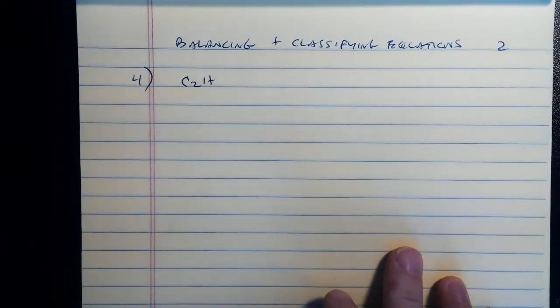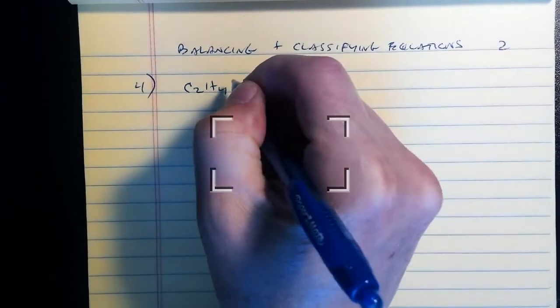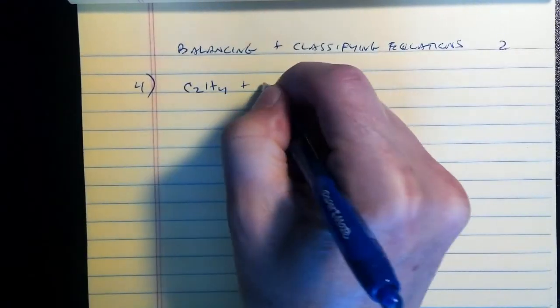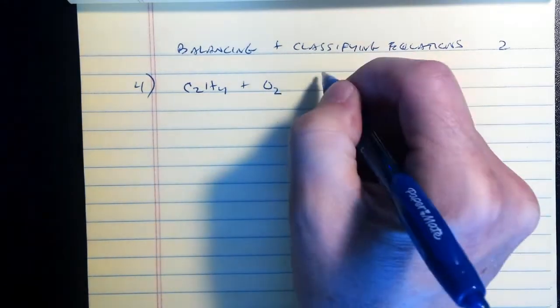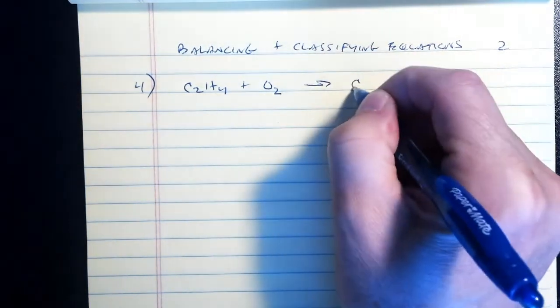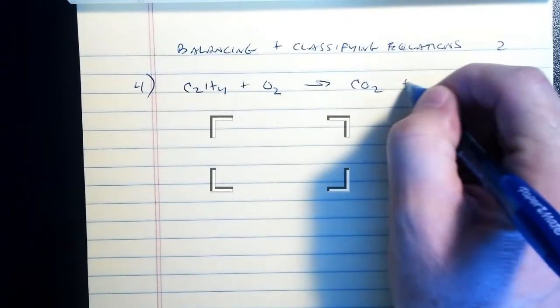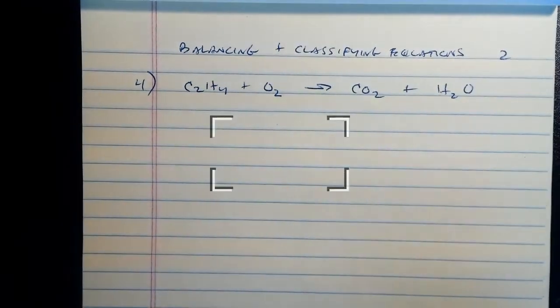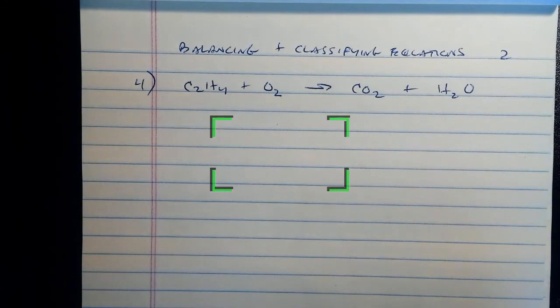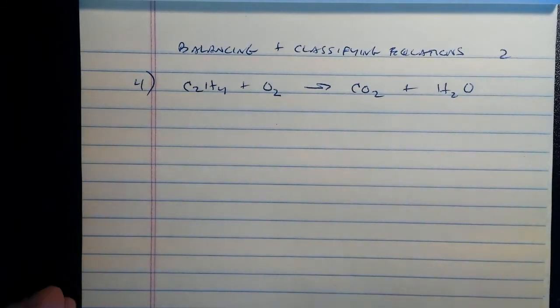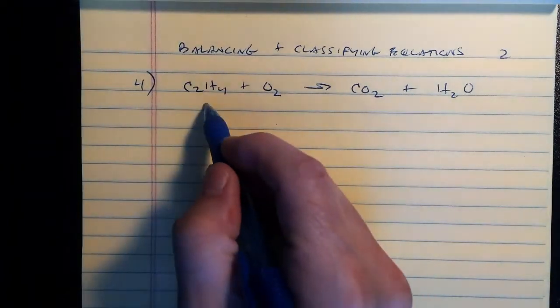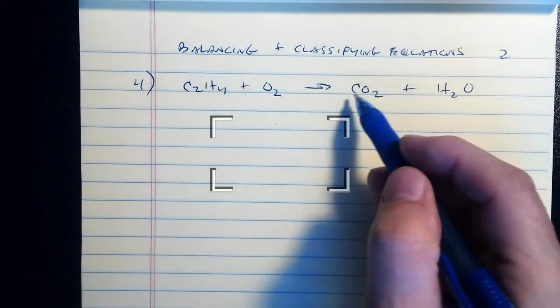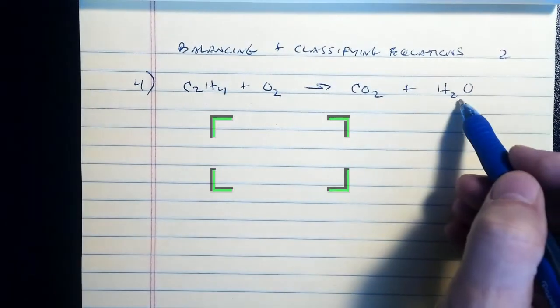Okay, so we got C2H4, and that's going to react with oxygen O2 to produce carbon dioxide and water vapor. Now right away, some of you should recognize what kind of reaction this is. It is a combustion reaction because we have a hydrocarbon reacting with oxygen to produce CO2 and H2O.